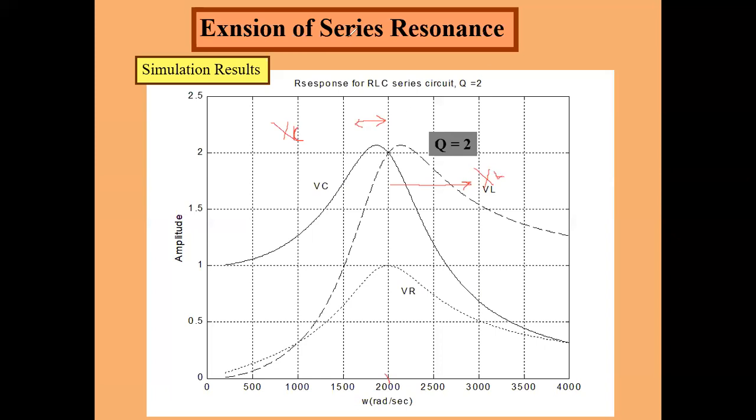XL is nothing but the dominant component. So these are the three waveforms: the voltage across the capacitor, the voltage across the inductor, and the voltage across the resistor.